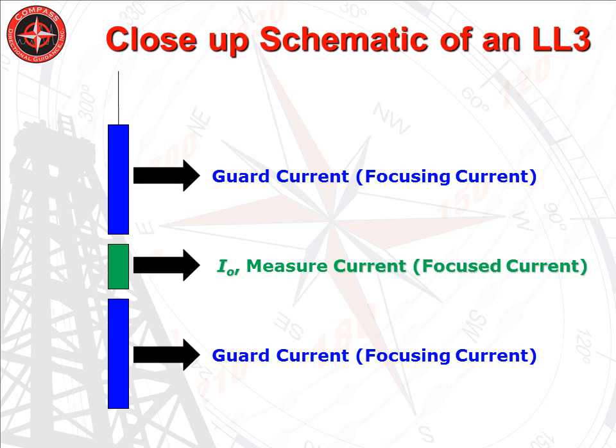This is a close-up of the LL3 array. The center electrode is the measure electrode, sometimes labeled A0. The current that is emitted from the measure electrode is called the measure current and labeled I0. This current is focused so that it flows across the borehole annulus and into the formation. The focusing is accomplished by symmetrically arranging guard electrodes that are positioned above and below the measure electrode.